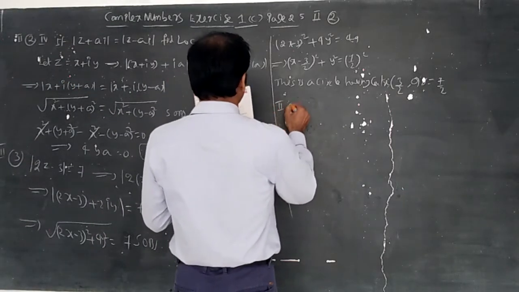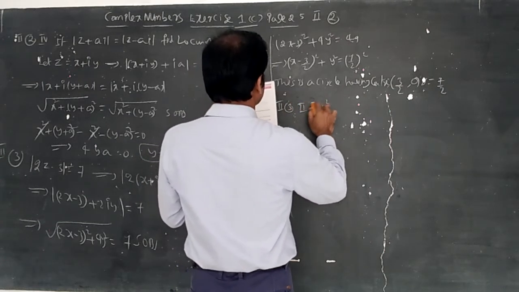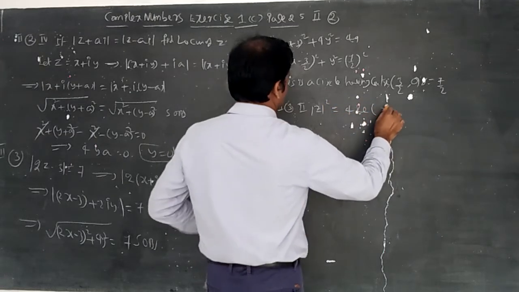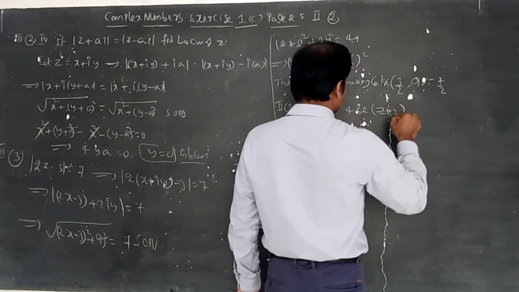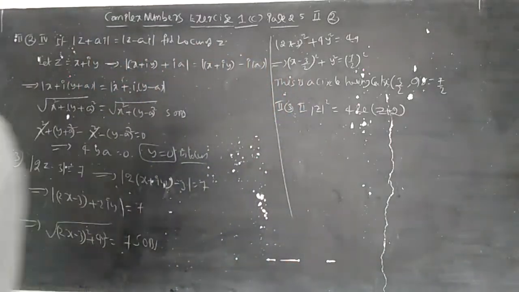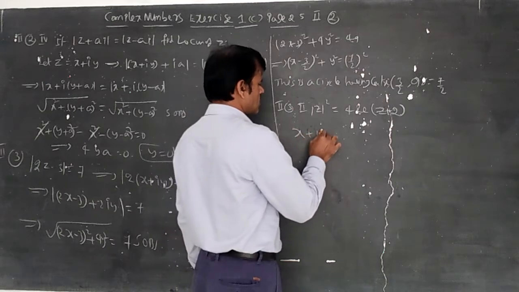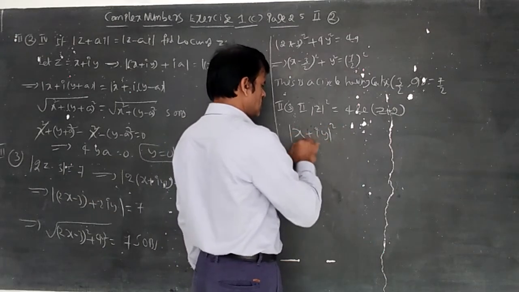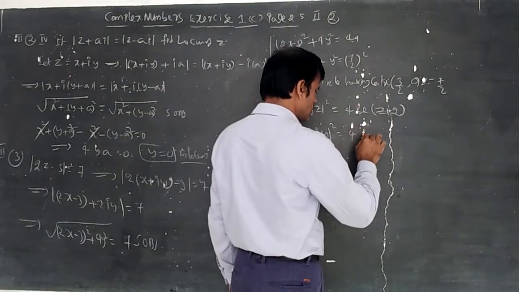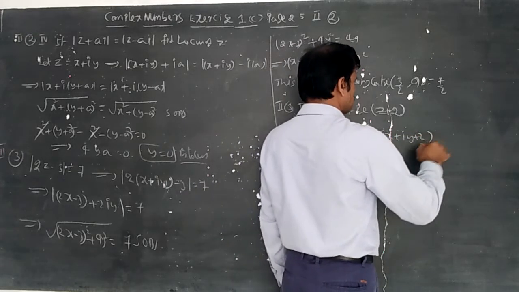Second one: modulus of z square is equal to 4 into real of z plus 2. By taking z is equal to x plus iy, here modulus of z whole square, that is modulus of x plus iy whole square, is equal to 4 into real of x plus iy plus 2.